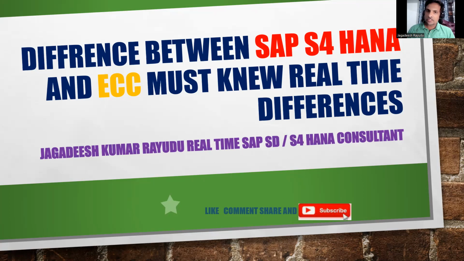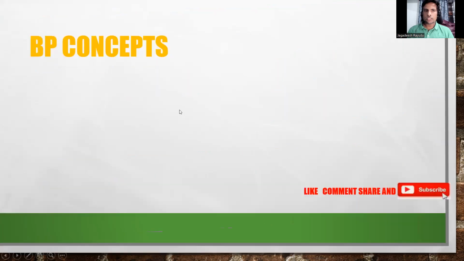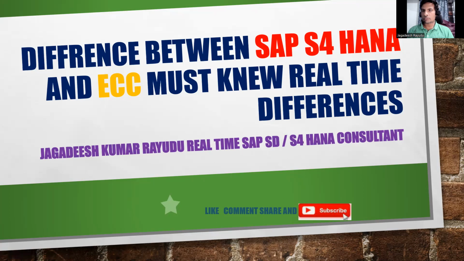Whatever differences I know based on my S4 experience, let's try to cover more or less, for SAP SD, what all the changes in S4 HANA are, and a few FICO changes. Let's try to get into the discussion quickly. Okay. So the topic is the difference between SAP S4 HANA and ECC, the real differences.